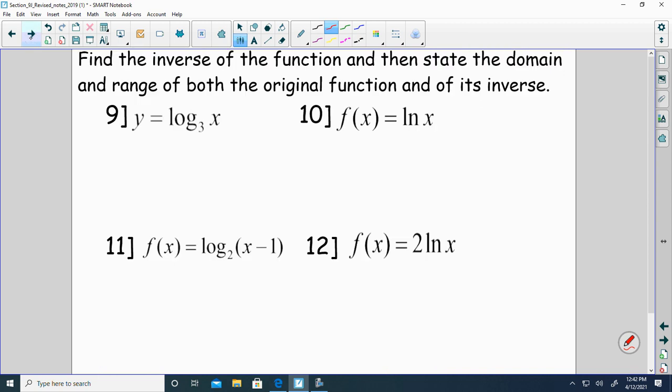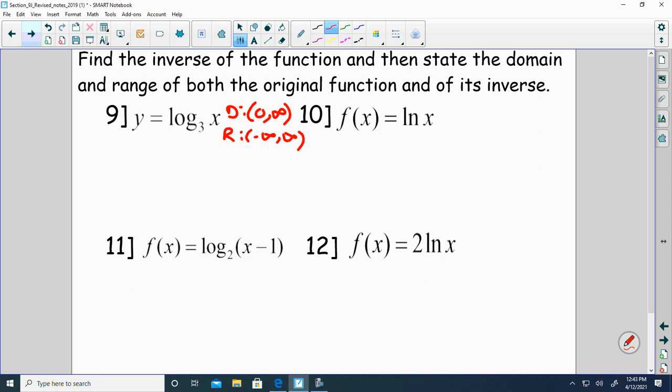Find the inverse of each function, and then state the domain and range of both the original and its inverse. Okay, so my domain of this is round bracket 0 to infinity, being that for the log, I can get a negative number. Let's see, can I do that? Yeah, so my range is going to be this.